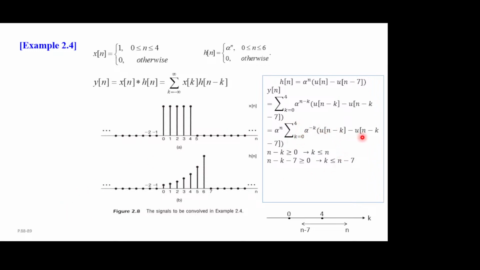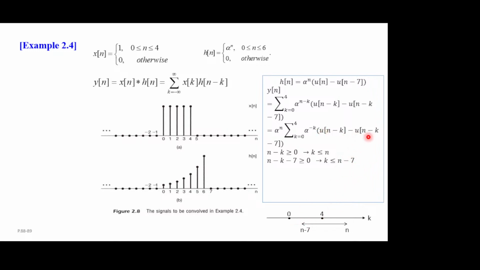And we can solve these unit step functions to see what they actually say. So we want n minus k bigger than 0. That means k is less than n. Okay, so this is reversed. But anyway, the second u means that n minus k minus 7 is bigger than 0, which means k is less than n minus 7.